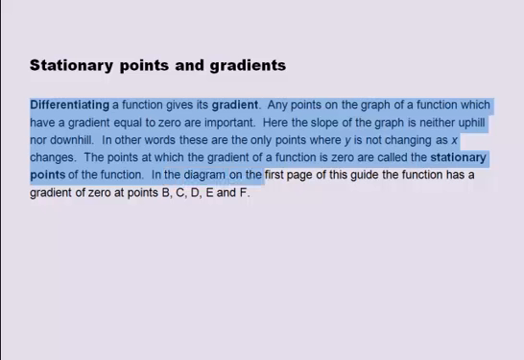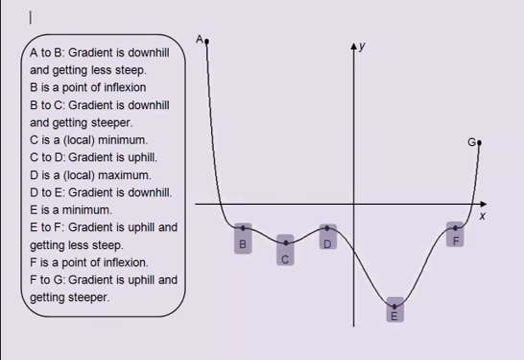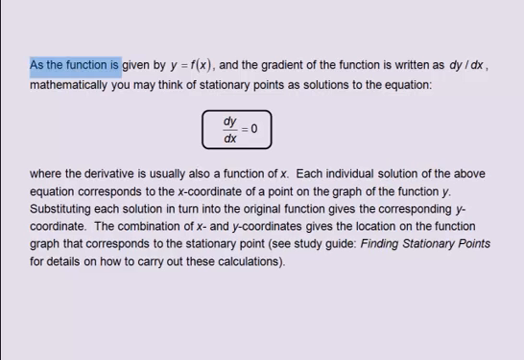In the diagram on the first page of this guide, the function has a gradient of 0 at points B, C, D, E and F. As the function is given by y equals f of x and the gradient of the function is written as dy by dx, mathematically you may think of stationary points as solutions to the equation dy by dx equals 0, where the derivative is usually also a function of x.